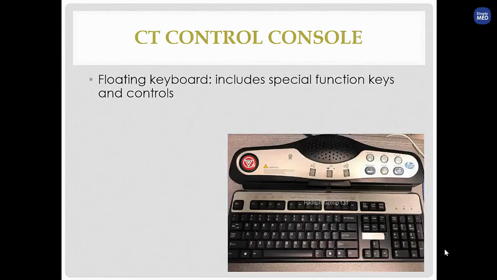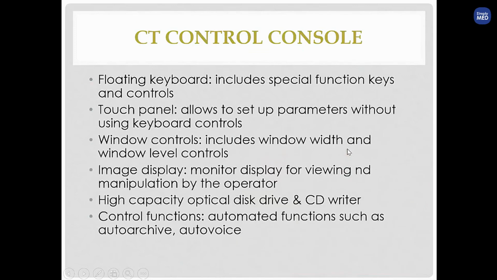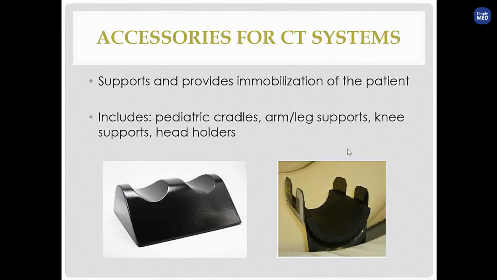Then the CT control console has keyboards, touch panel, window control, image display, and all. So this is our floating keyboard, and this one is also our floating keyboard. Then we have the touch panel to set the parameters, window center and window width, and image display control functions and all.